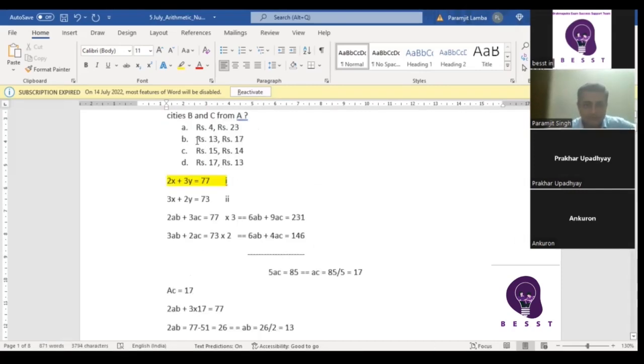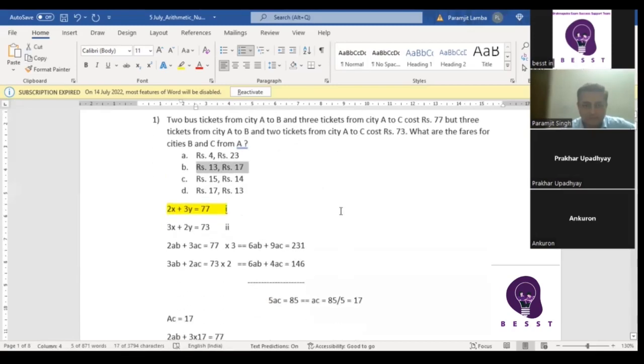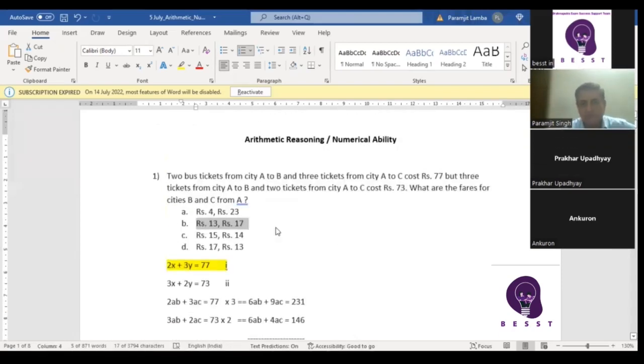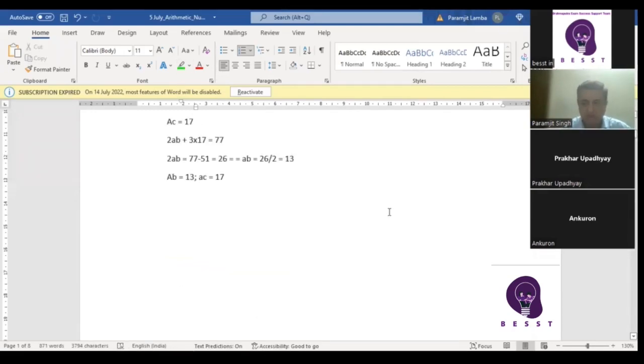So sir, fare from B to A will be 13 and from C to A it will be 17. Yes, sir. Great, congratulations. Has everyone understood? Okay, so I'm going to move on.